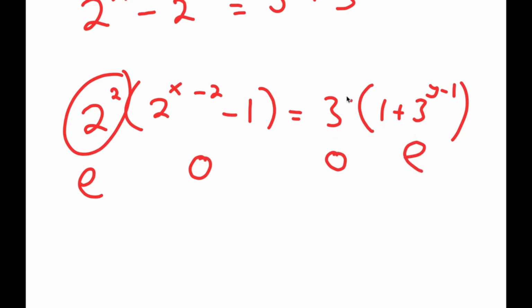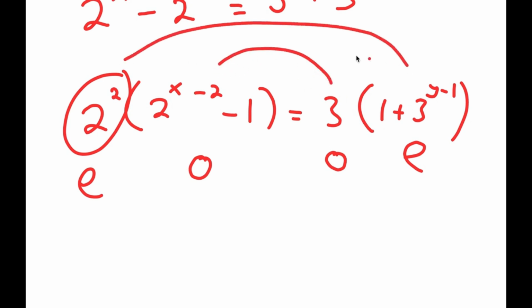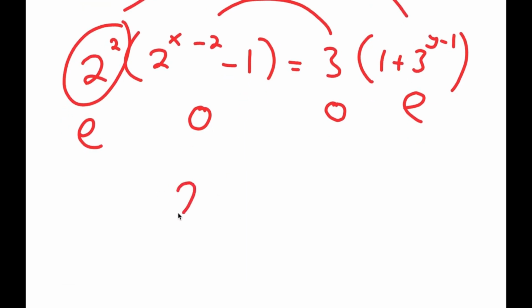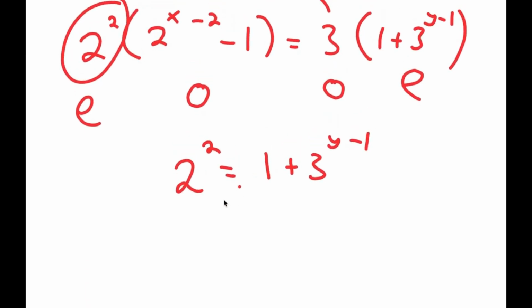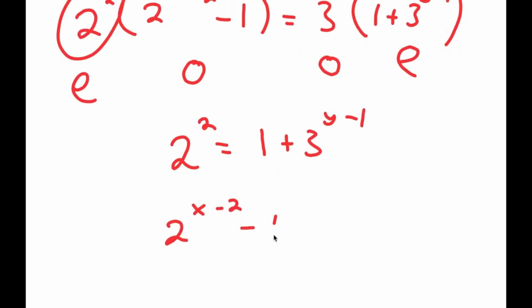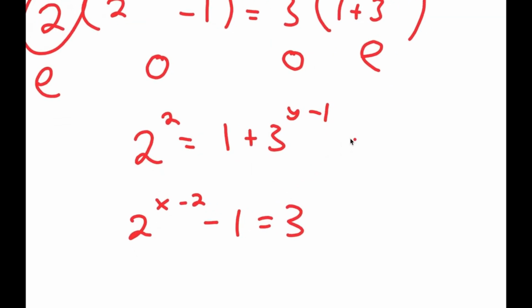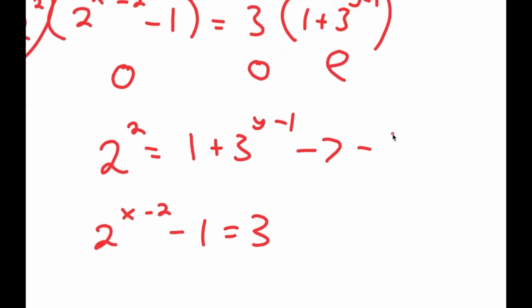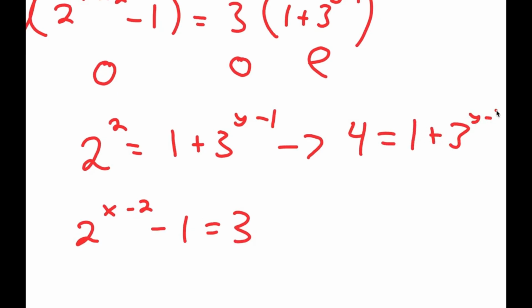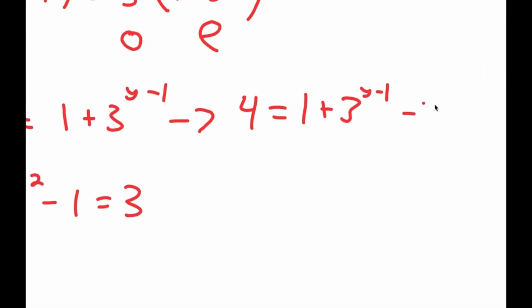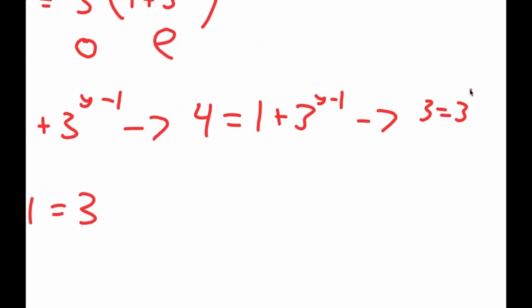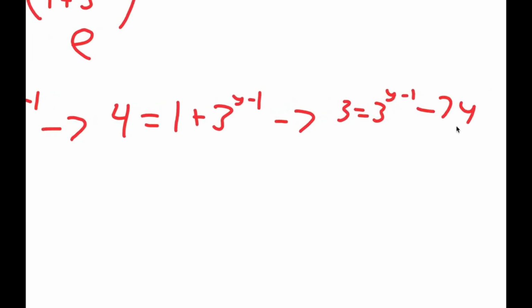Now, what I'm going to do is set the odd numbers equal to each other, and then the even numbers equal to each other. So this gives me two equations. I get 2 squared is equal to 1 plus 3 to the power of y minus 1. And I also have 2 to the power of x minus 2 minus 1 is equal to 3. So let's first start with this equation. This is going to equal 4 is equal to 1 plus 3 to the power of y minus 1, and this means that 3 is equal to 3 to the power of y minus 1, meaning y is equal to 2.